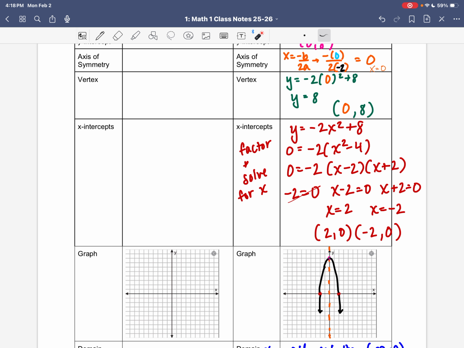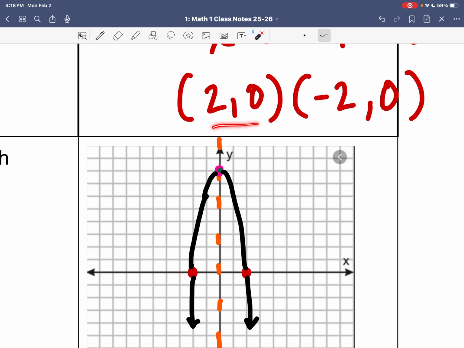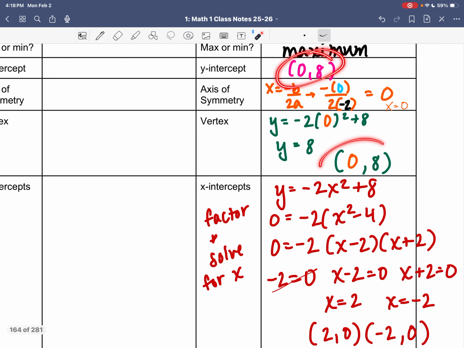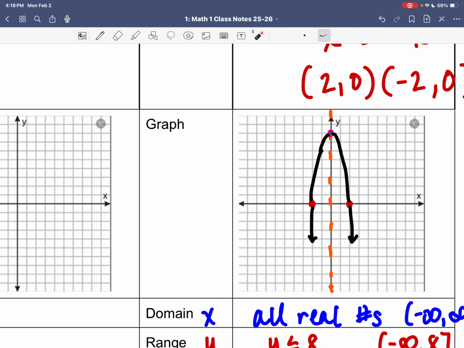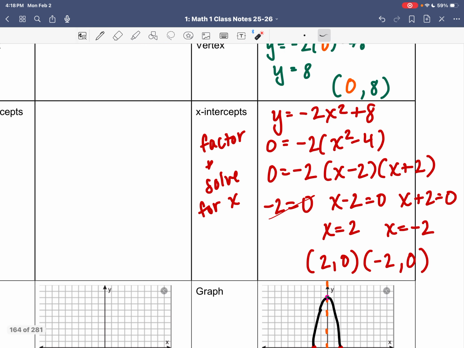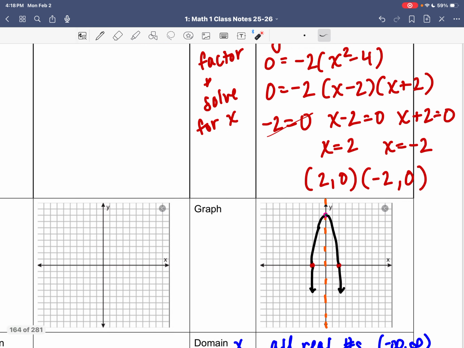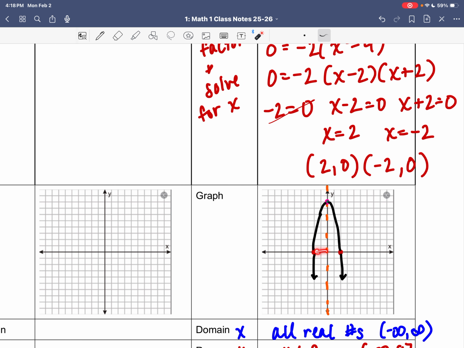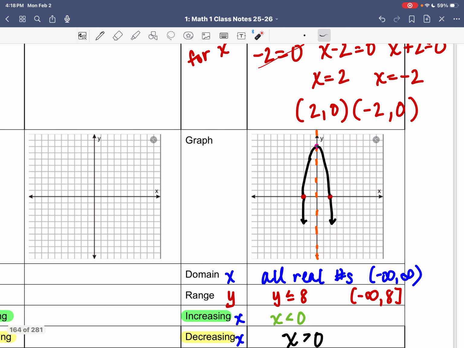So now let's go ahead and plot all those points. We said our vertex and our y-intercept are the same, so that's going right here. And our axis of symmetry was x equals 0, so it crosses the x-axis at 0. So I know if I'm 2 this way, I need to go 2 this way. And so you're just going to go ahead and connect it so it's going down.